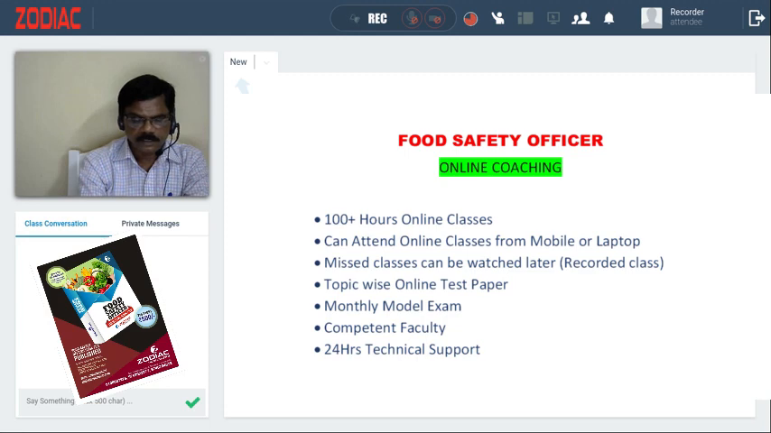By discussing this much regarding FSSAI, there comes a question. What documents are required for FSSAI license? It's better you write it down. To obtain FSSAI license, you need one commercial license. Commercial license means this will be issued by the local self bodies.